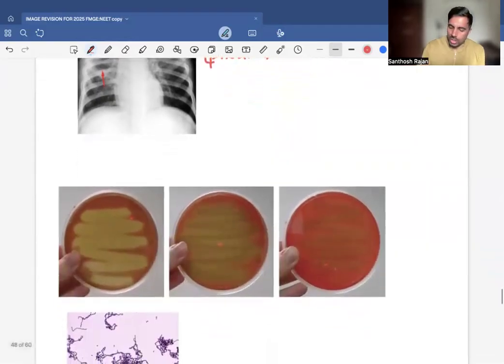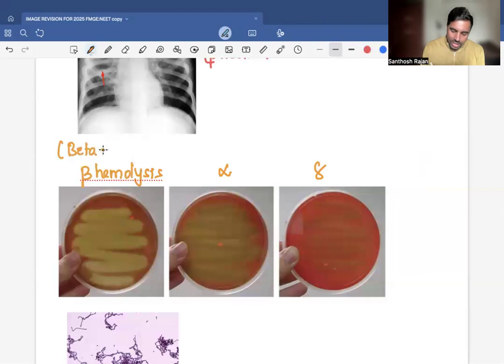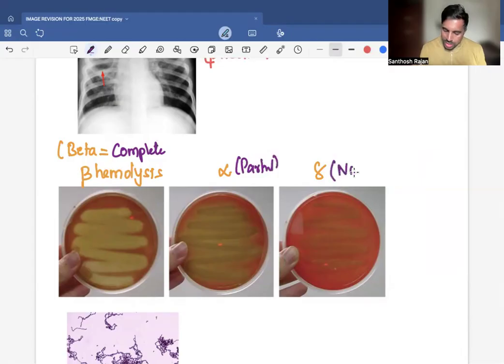Now when we talk about the hemolysis picture, this is beta hemolysis, complete hemolysis. This is alpha, this is gamma. Beta, I always say, if you have money, beta, you are complete. In South India we say beta means he has a lot of money. So beta means complete hemolysis. Alpha is partial. Gamma is no hemolysis.